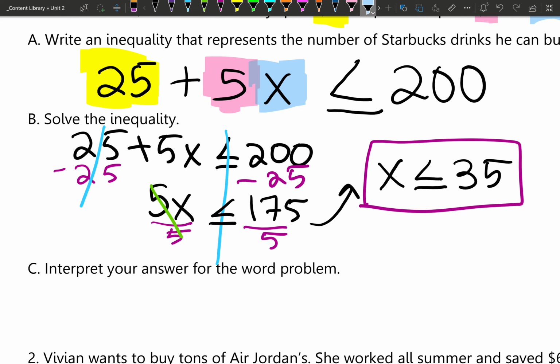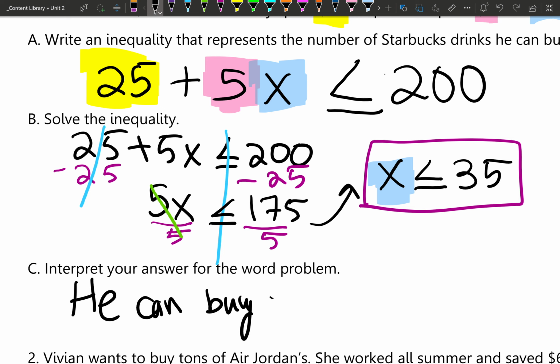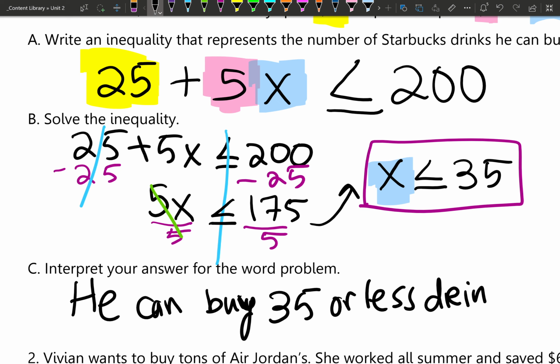X represents the number of Starbucks drinks that he plans to buy. So let's write that out in English words. He can buy 35 or less drinks.